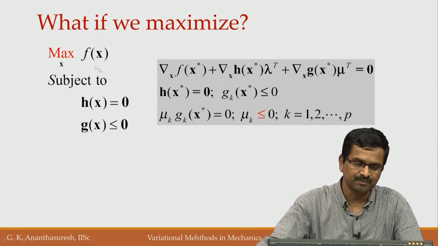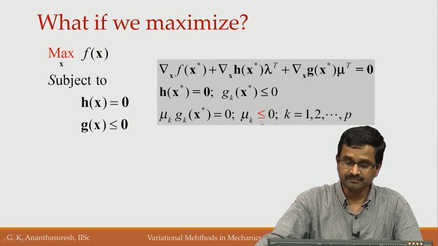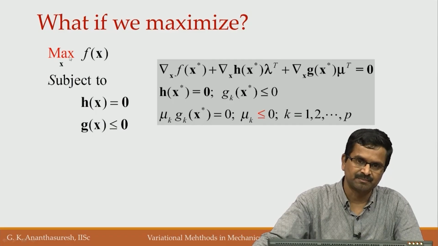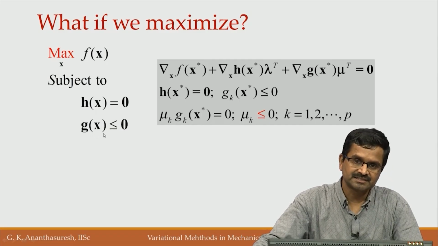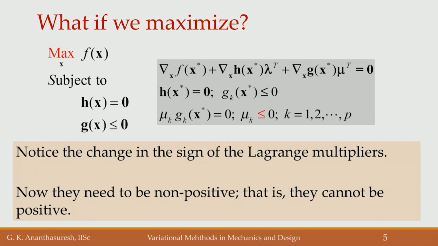Just recall the same argument, when I flip to maximum, this should become less than or equal to 0, because different books have different conventions. Some of them minimize, some of them maximize, and some of them may put the inequality constraints, instead of less than or equal to, as greater than or equal to. If we do that, what happens, we will see in the next slide. So, notice the sign change of the Lagrange multiplier corresponding to the inequality constraints. Now, they should be non-positive.